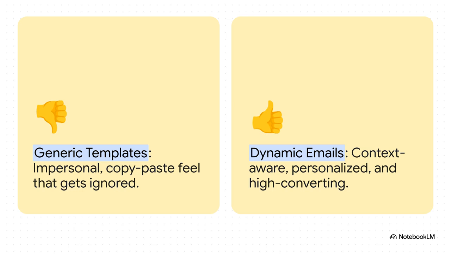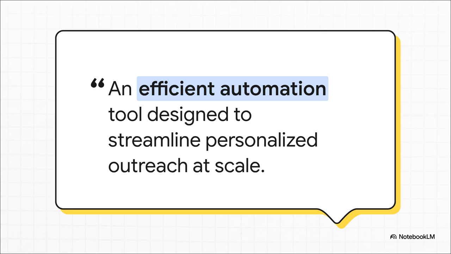This slide really puts it all into perspective. On the left, you've got the old way, those generic copy-paste templates that just feel fake and usually get ignored. And then on the right, you have the new way, dynamic, context-aware emails that feel genuinely personal and are designed from the ground up to convert. It's really the difference between getting deleted and actually starting a conversation. I think this quote from the source material just nails it. This is an efficient automation tool designed to streamline personalized outreach at scale. And that's the whole ballgame right there. It combines the speed of automation with the power of personalization.